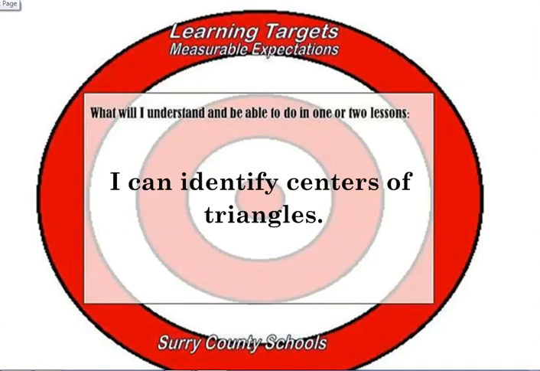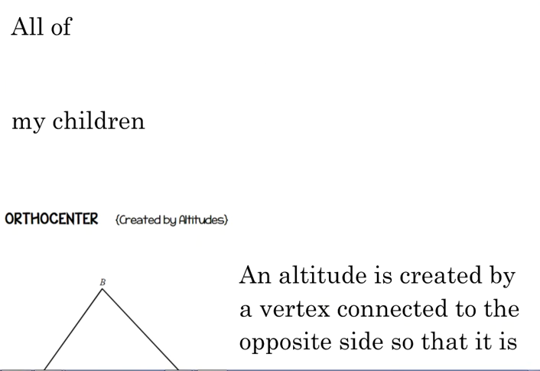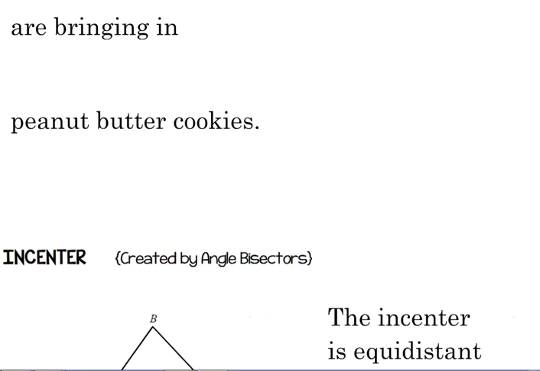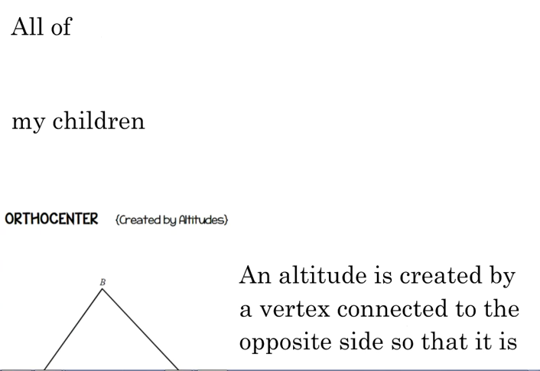Of triangles, we have 4 different centers of triangles. They are created by different parts of the triangle, and they all have different attributes, I guess you would say. So there's a little acronym. The first part of it is "all of my children," and then the next part is "our bringing in peanut butter cookies." So let's see what this stands for, okay?